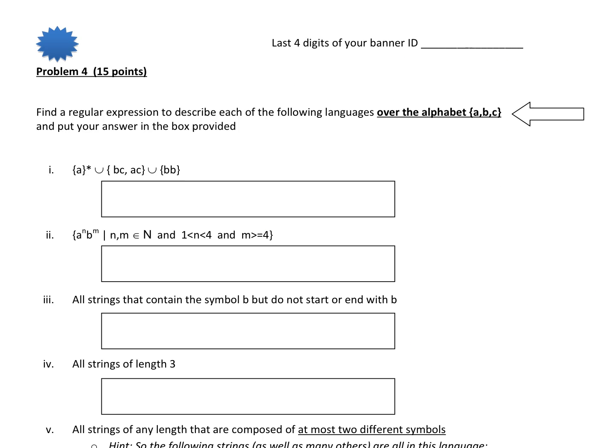So here are the questions I gave to the other section of the class. The first one is, again, the union of some sets. In this case, it's the union of 3 sets, 0 or more A's, unioned with a couple of sets with just finite numbers of strings in them. And so this is going to be A star plus BC plus AC plus BB.